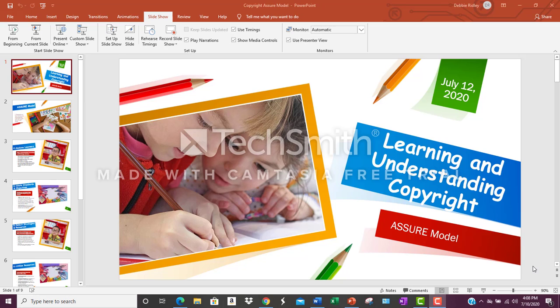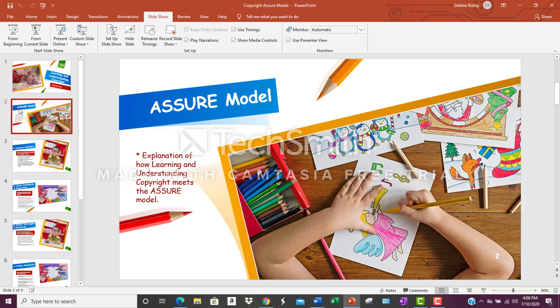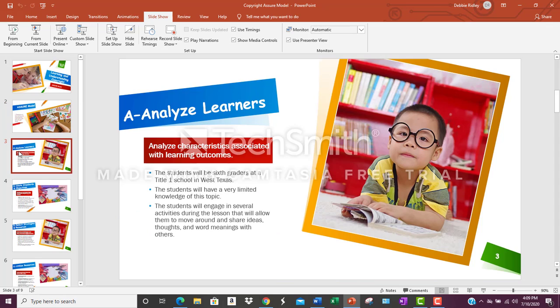Learning and understanding copyright using the ASSURE model. The ASSURE model. This PowerPoint will be an explanation of how learning and understanding copyright meets the ASSURE model.